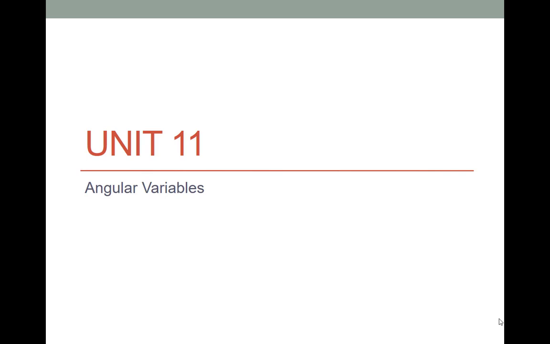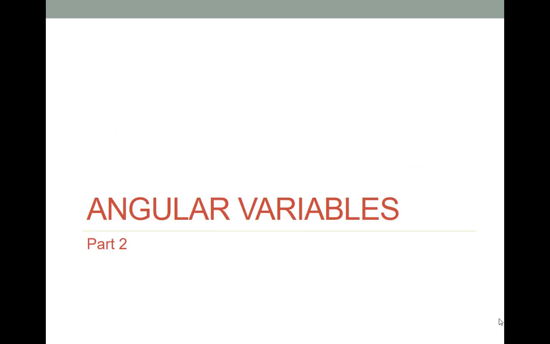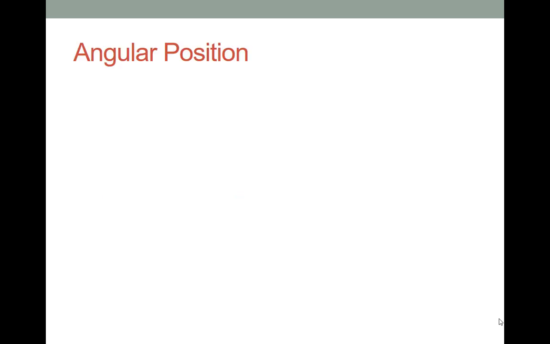And welcome back to Unit 11. In this part of Unit 11, we're going to learn about angular variables. We're going to start with angular position. Angular position is a measure of the angle through which something has rotated.